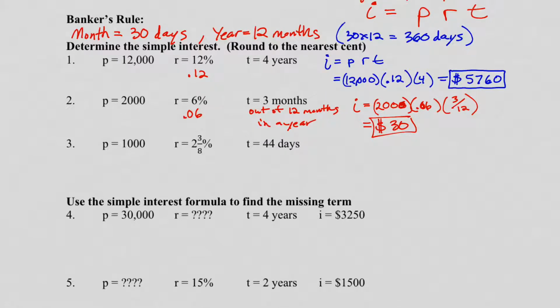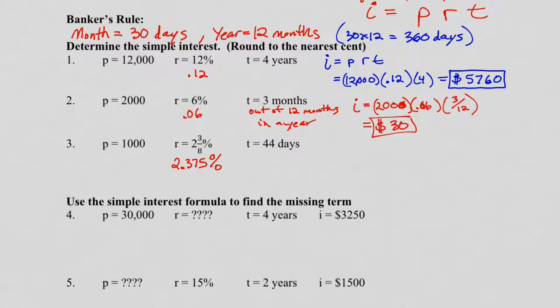Okay, so we have a strange rate over here, 2 3/8%. So we worked on this in 10.1. So let's first of all rewrite this percent as a decimal. So 2 is the whole number. What is 3/8? So we put 3/8 in our calculator. 3 divided by 8, and we get 2.375. So that's the actual percent.